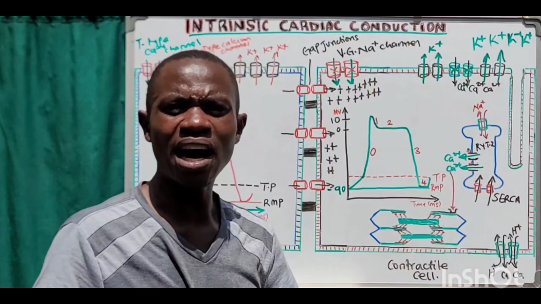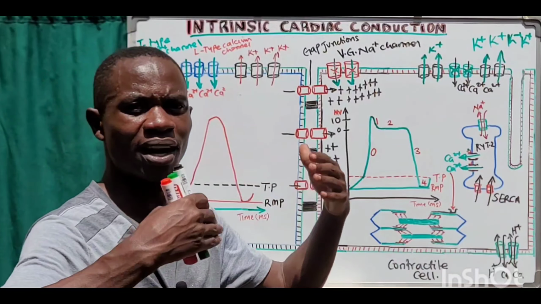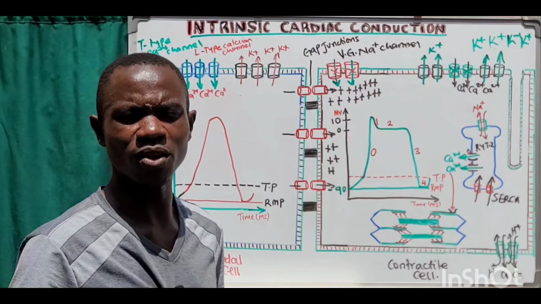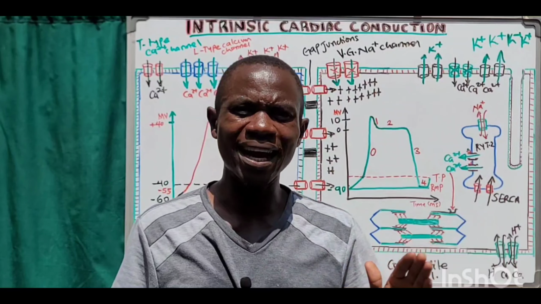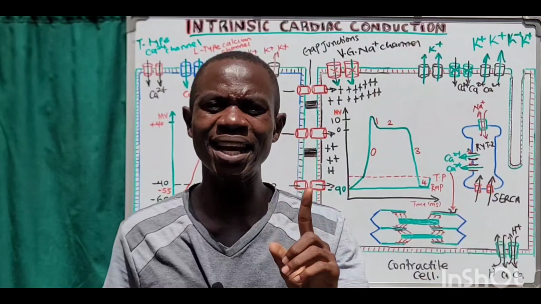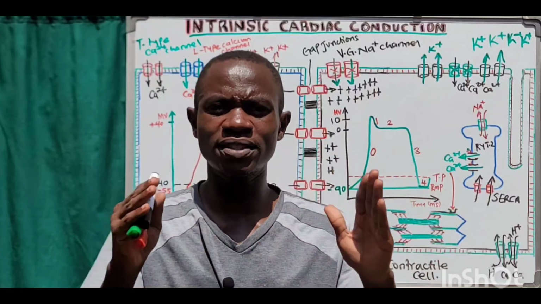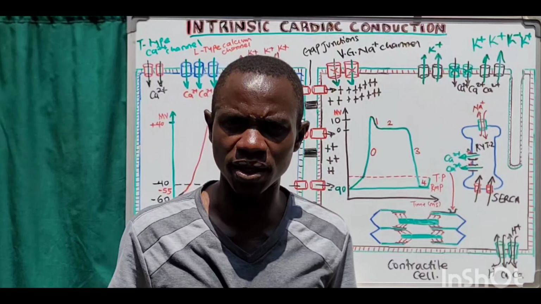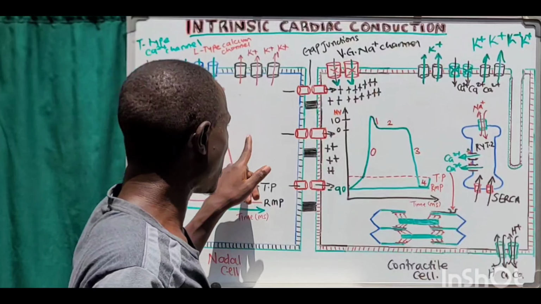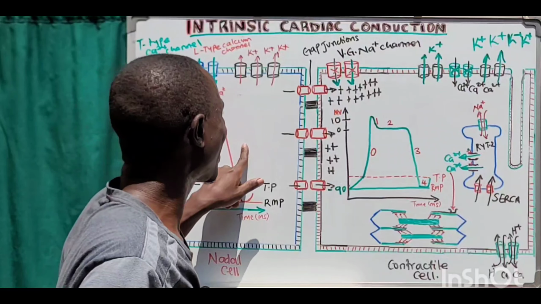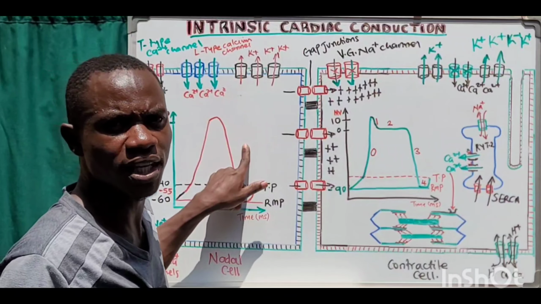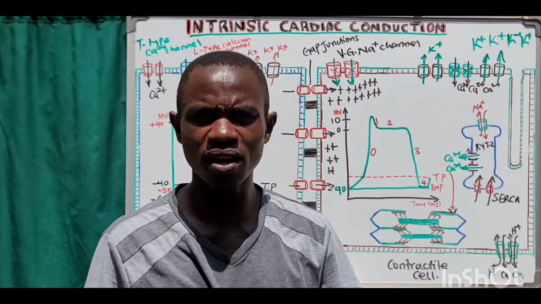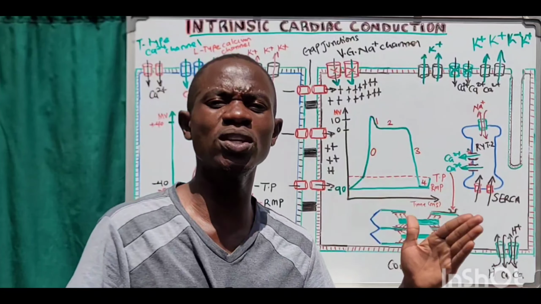Now that we have seen how the nodal cell was depolarizing intrinsically, leading to the contraction of the contractile cell, in the next video we're going to be looking at extrinsic cardiac conduction, how the nervous system is going to be altering the functioning of the nodal cell. Okay, because the nervous system can either increase the firing ability of this nodal cell, or it can reduce the firing ability of this cell. So in the next video, we are looking at extrinsic cardiac conduction.